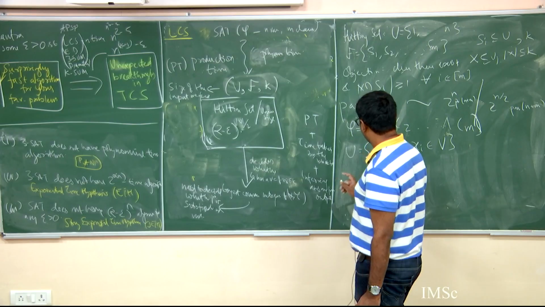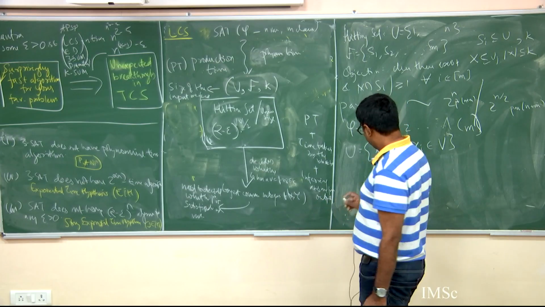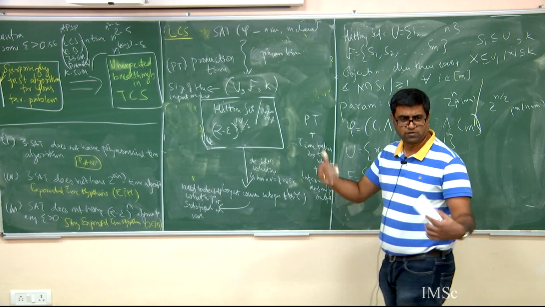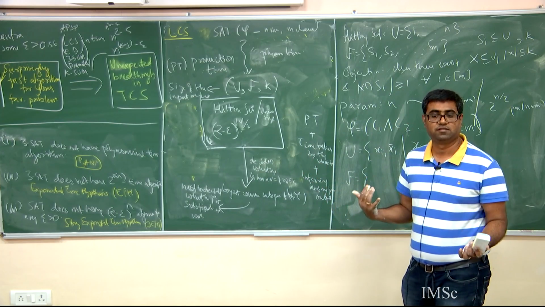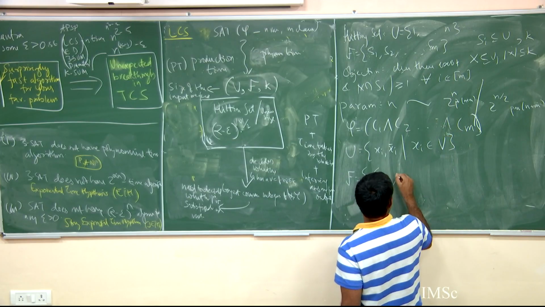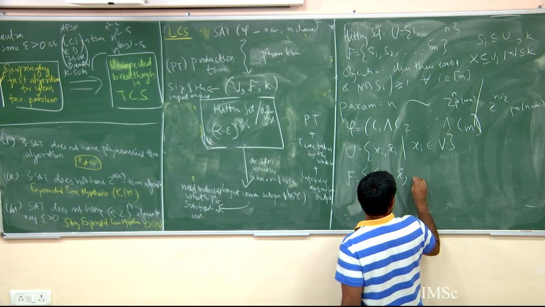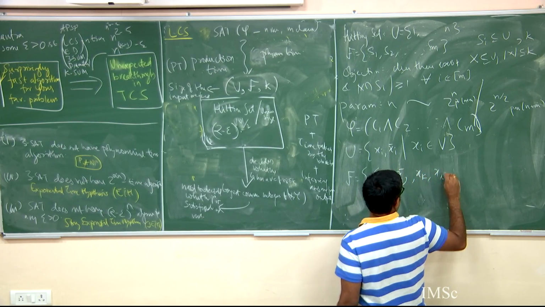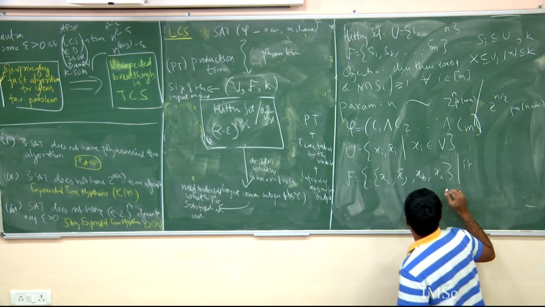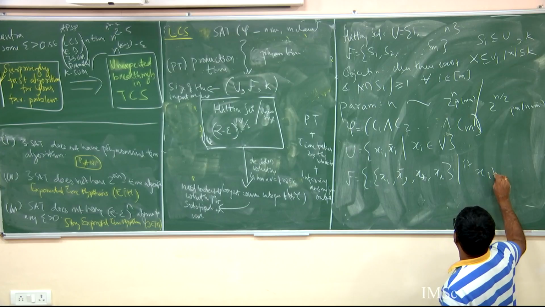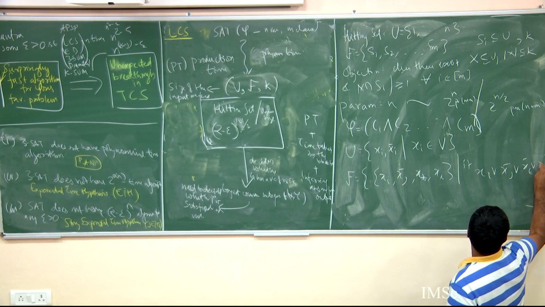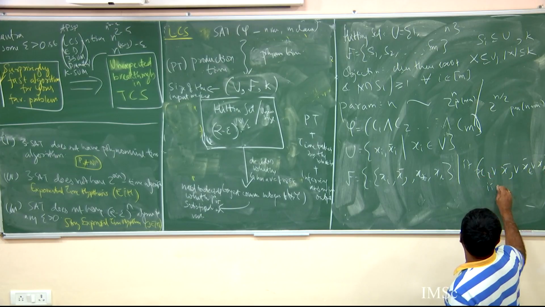Now what is my formula? What is my family? Family is to take the clauses as sets, right? What I mean by this is, if xi or xj bar or xt bar or xl is a clause, right?